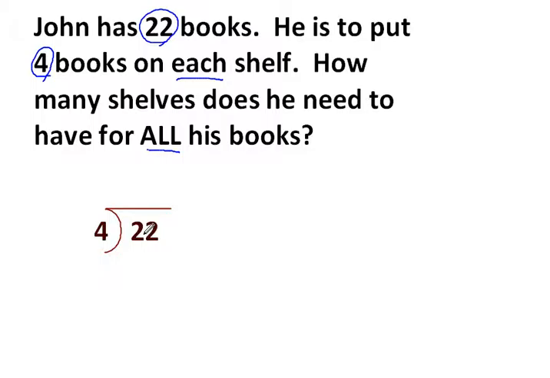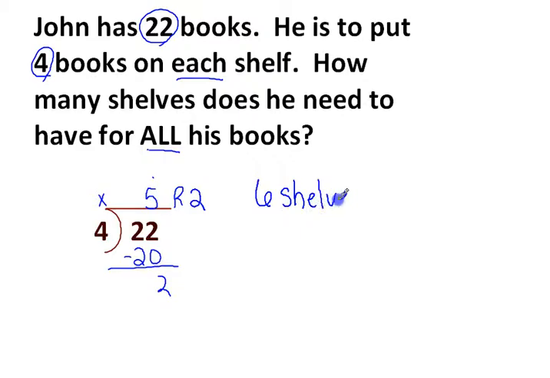Let's see if I'm counting by 4s. Oh, I know. I can multiply 5 times 4, and that will give me 20, with 2 left over, nothing to bring down. So he has a remainder of 2. Now the question was, how many shelves does he need for all of his books? Well, I know he needs at least 5, but he's got 2 books left over. So he's actually going to need 6 shelves so that he can put all of his books on his shelves.